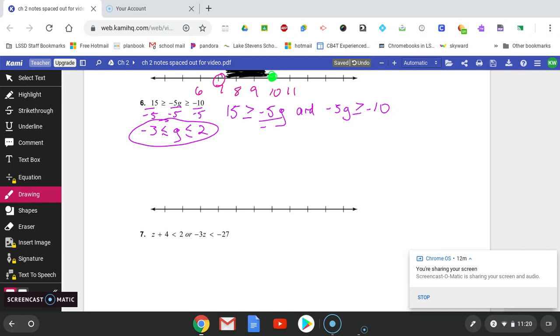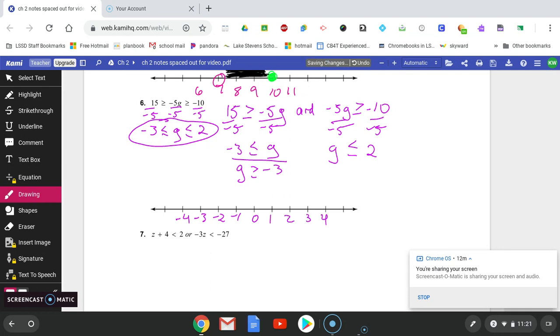So if I were to show the same thing over here, I would end up with negative 3 is less than or equal to g, and divide by negative 5 over here. I get g is less than or equal to 2. This one here I want to flip so that I have it written with my g on the left-hand side. And then it becomes a little bit easier for me to see what I am actually going to be graphing. So g is greater than or equal to negative 3 would be a closed circle, arrow going to the right. G is less than or equal to 2 would be another closed circle, arrow going to the left.